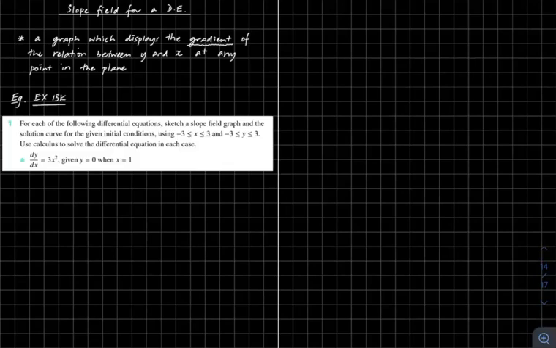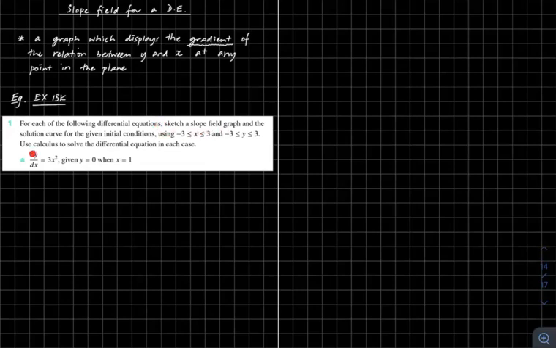So here's an example from the exercise. For the following differential equations, sketch a slope field graph and the solution curve for the given initial conditions using x between -3 and 3 and y between -3 and 3. Use calculus to solve the differential equation in each case. Alright, so this is asking us to do a bit of stuff, but what we want to focus mainly on is how do we draw this slope field.